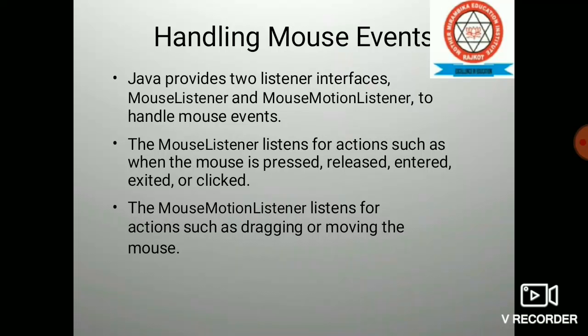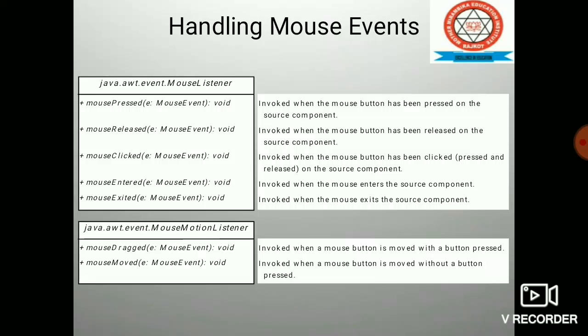Next is handling mouse events. Java provides two listener interfaces, MouseListener and MouseMotionListener, to handle mouse events. The MouseListener listens for actions such as when the mouse is pressed, released, entered, exited, clicked or double clicked, or anything that the user can do with the mouse. All these types of events are handled using the MouseEvent class. The MouseMotionListener listens for actions such as dragging or moving the mouse.